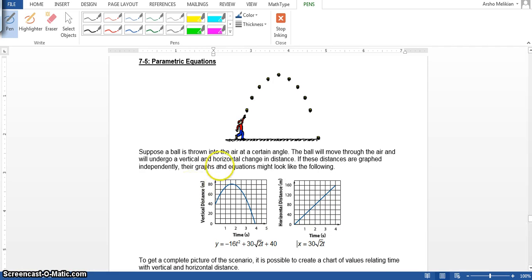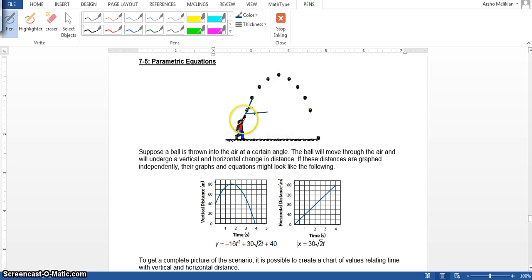Okay, so what we have here is somebody throwing a ball at an angle. If this is the horizontal direction, the ball is being thrown at this angle. And we know all about this because of everything we did with vectors last chapter. As the ball is moving through the air, it'll change its position, and the change in position will happen both horizontally and vertically.